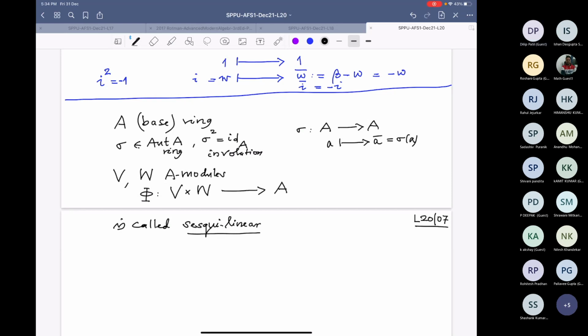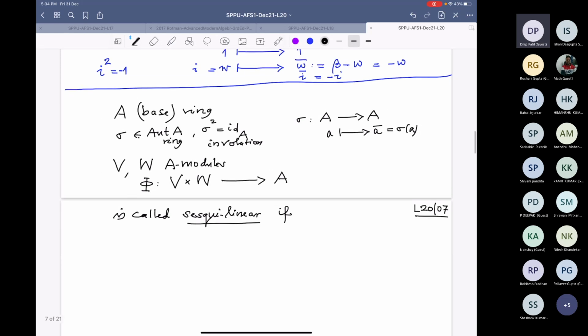Sesquilinear, if it is linear in the first variable and semilinear in the second variable. And semilinear means a will not come out, but a bar will come out. So let me write precisely the definition. It's called sesquilinear. I will write it first in words, and then we will.